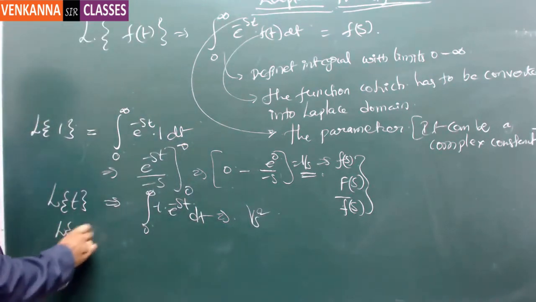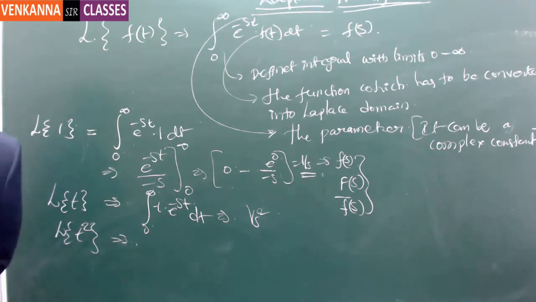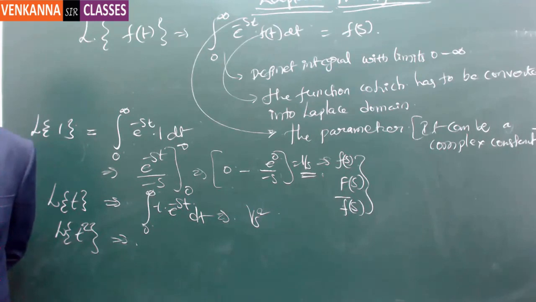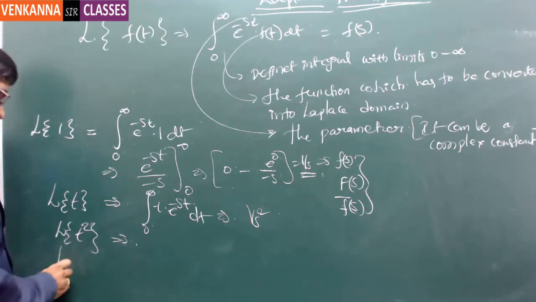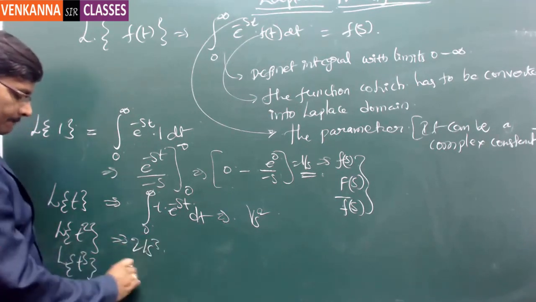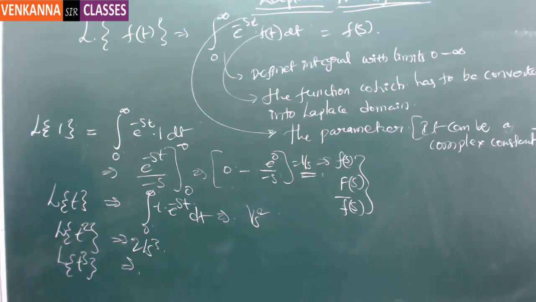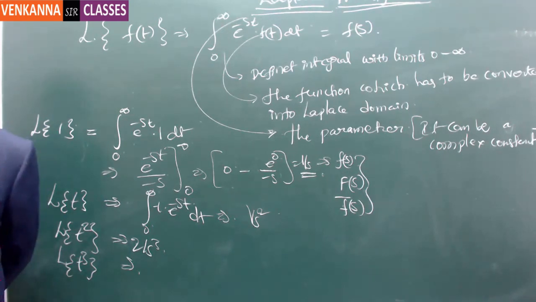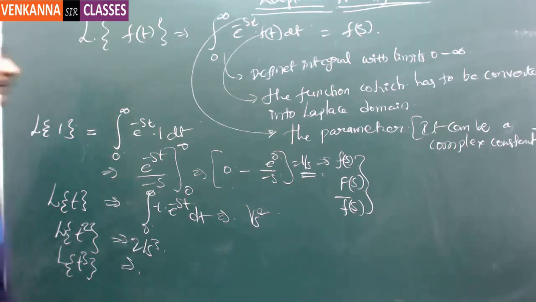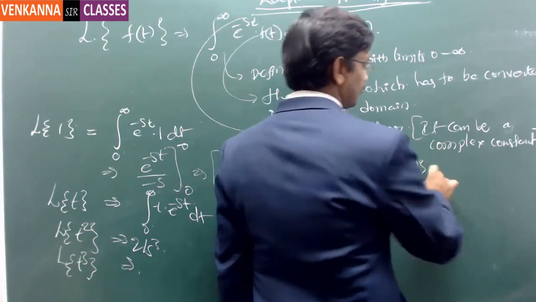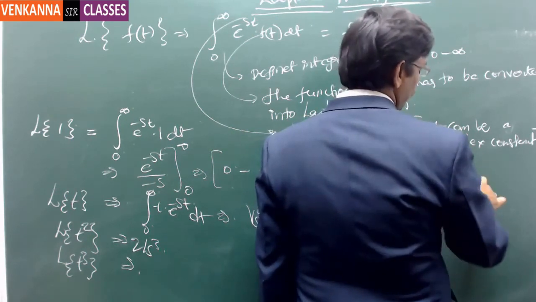Now what is the Laplace transform of t square? The Laplace transform of t square is 2 by s cube. What is the Laplace transform of t cube? In general, the Laplace transform of t power n is n factorial divided by s power n plus 1.